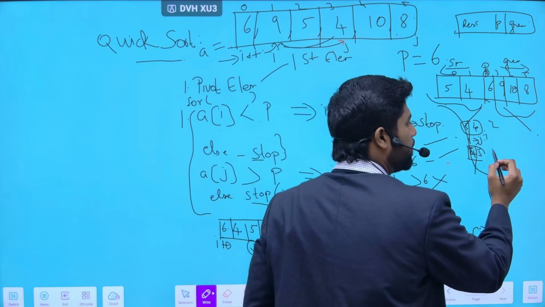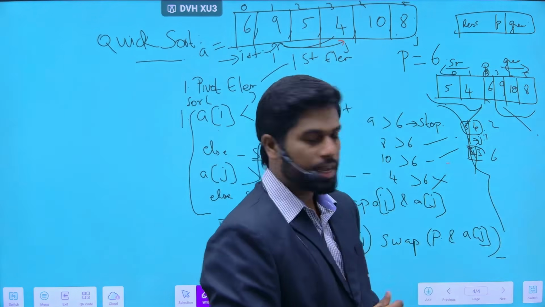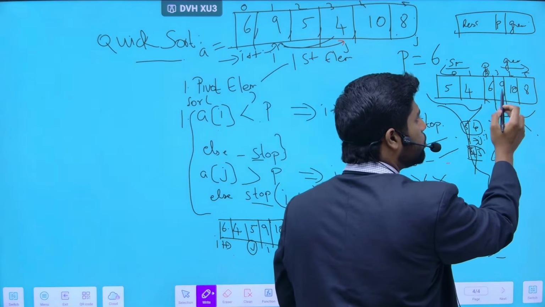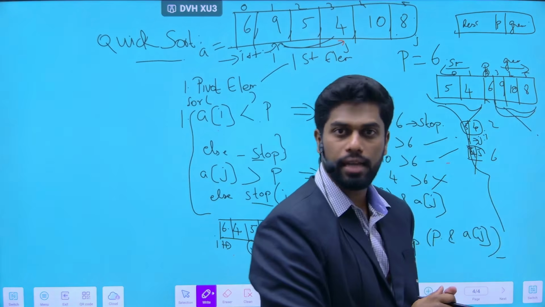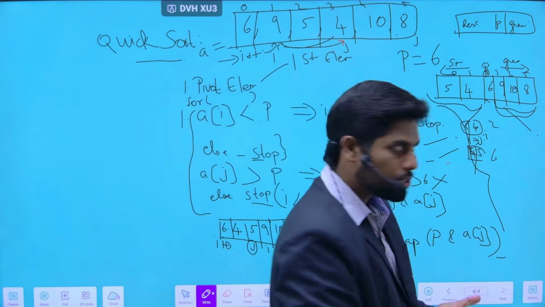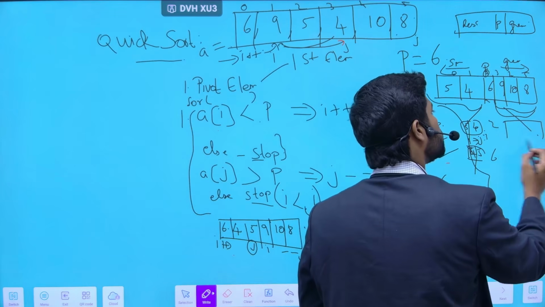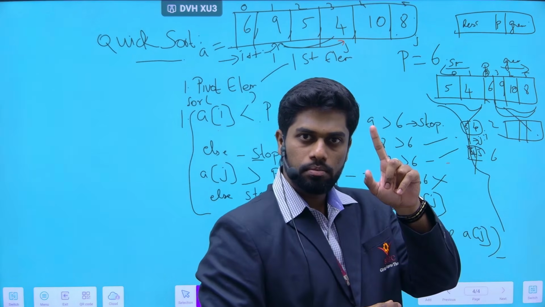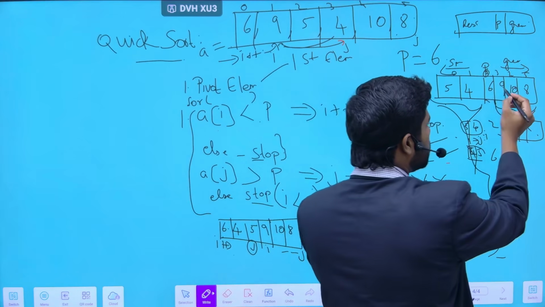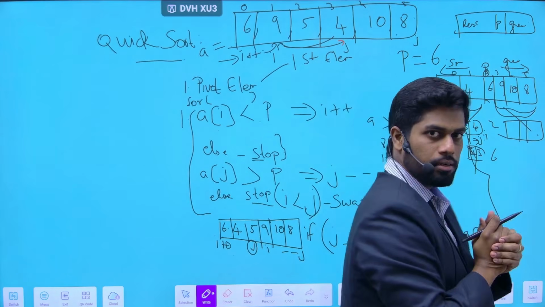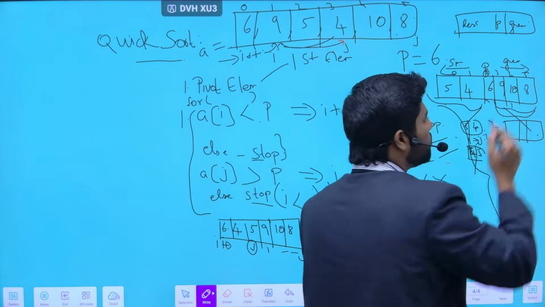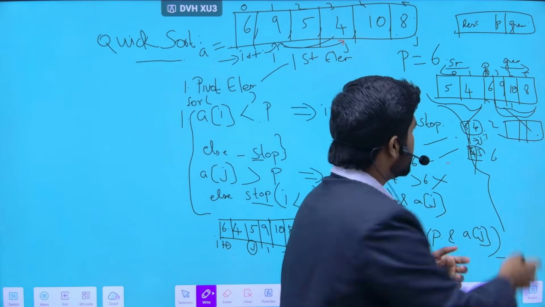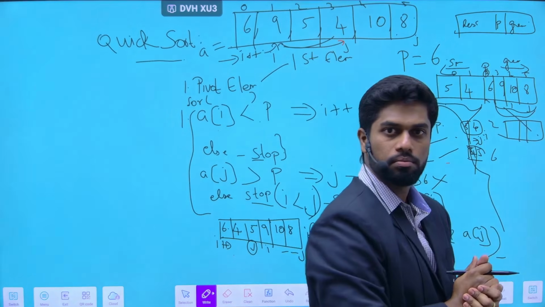Second position will be 6. Again at the same time we need to sort this also, 9, 10, 8. How will you sort? Again the same procedure. Take 9 as pivot element. Now compare 9 with 10. I will be stopping here itself and j will be stopping here itself.